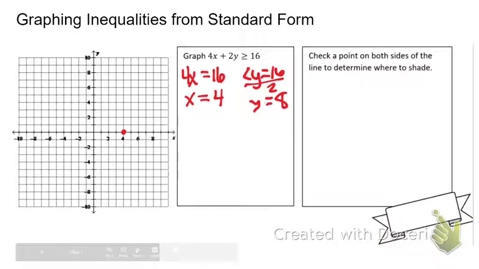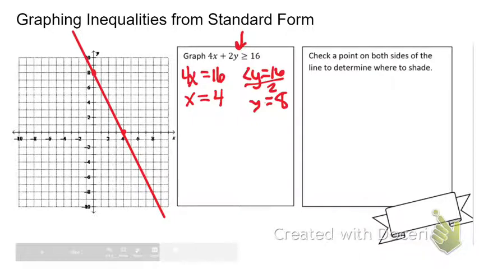So on my y-axis, I would be at 8. Now, since my symbol is greater than or equal to, I would connect those using a solid line. So that's one way to graph the line itself.